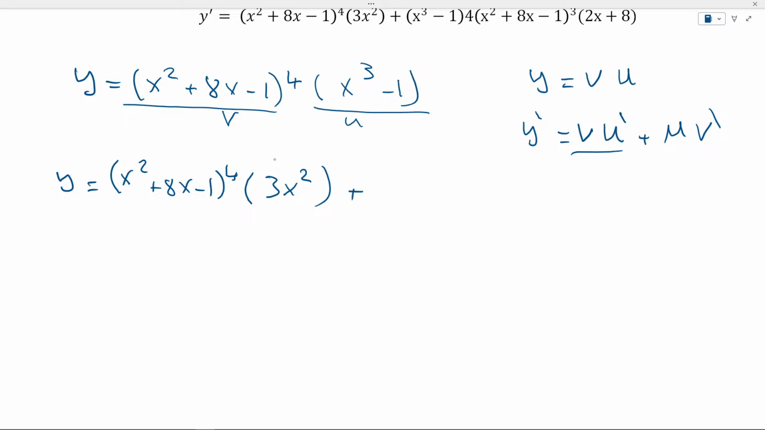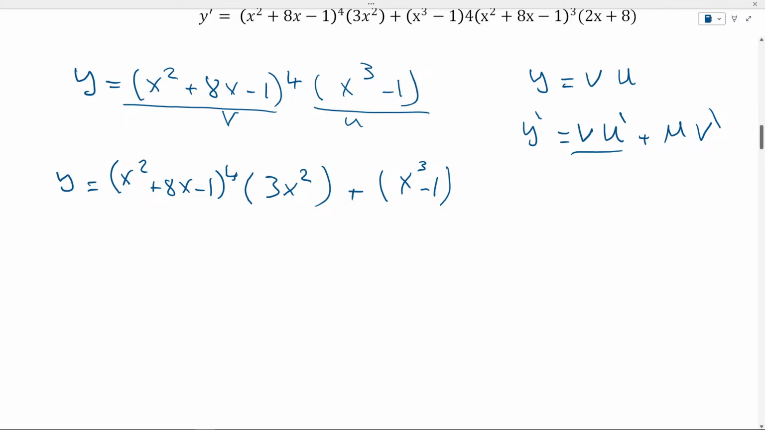So the second guy is my second function, times the derivative of my first function. So plus 8x minus 1 to the power of 4, times the derivative of my first function. So how can I find the derivative of this guy?